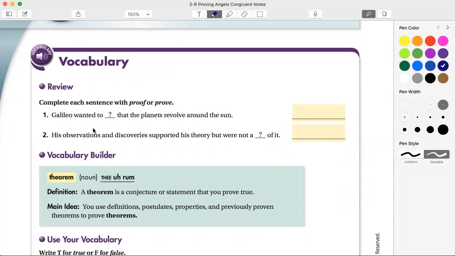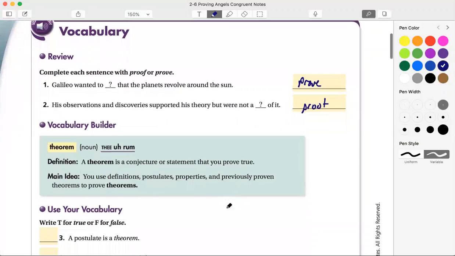So Galileo wanted to prove that planets revolve around the sun. His observations and discoveries supported his theory, but were not a proof of it.